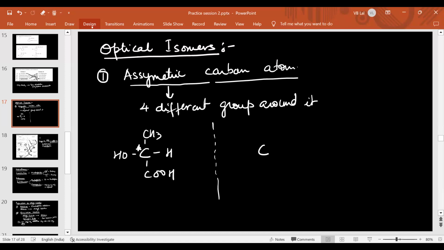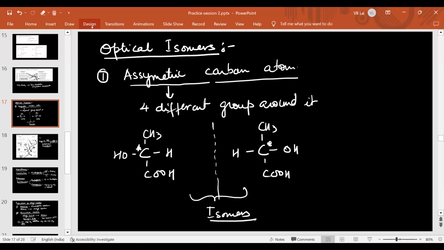And if I take another one, here I write H, here OH, here CH3, and here COOH. Now what have I done? This line shows I am drawing a mirror image. So if I draw a mirror image, then these two are isomers.